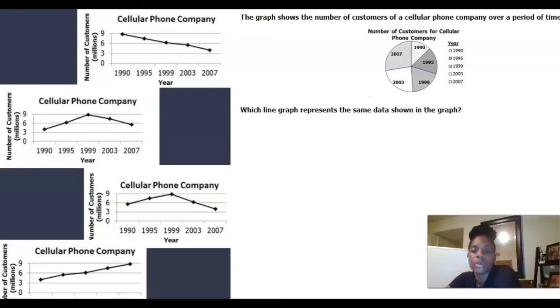All right, so we'll read this question together and we'll go over it. The graph shows the number of customers of a cellular phone company over a period of time. Which line graph represents the same data shown in the graph?